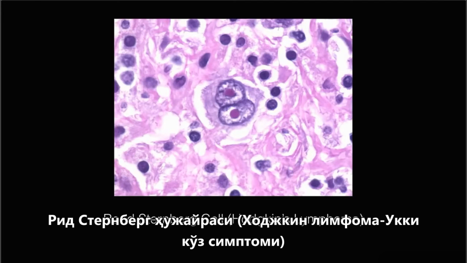This is a great image. This is a Reed-Sternberg cell, classic of Hodgkin's lymphoma. It's got the owl eye nuclei, as they say, and it's a very, very high yield image. This is probably one of, if not the most high yield images in this 40 that I've picked out for you.